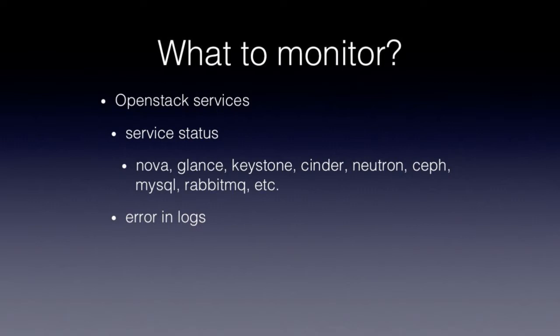Okay, OpenStack services. We monitor the service status, including all controller services and neutron agent services, MySQL, RabbitMQ and something else important. And the next is errors in the logs. So when there is something wrong in our services, the operator can get the errors or the service status immediately by email or WeChat messages.